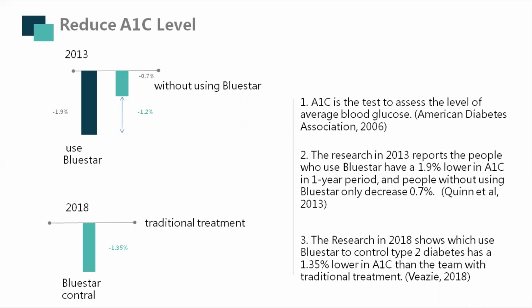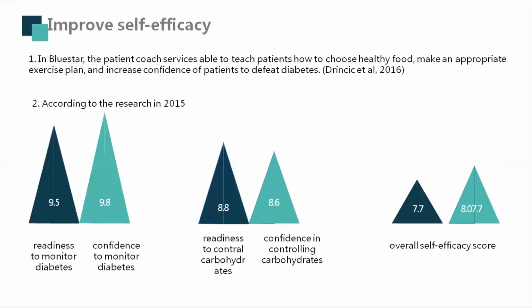The second advantage of the Bluestar is to improve self-efficacy. Self-efficacy is a very important way to treat diabetes through self-management education. The knowledge can be shared with patients, and they are able to know how to treat and control diabetes. In Bluestar, the patient coach service is able to teach patients how to choose healthy food, make an appropriate exercise plan, and increase the confidence of the patient to defeat diabetes.